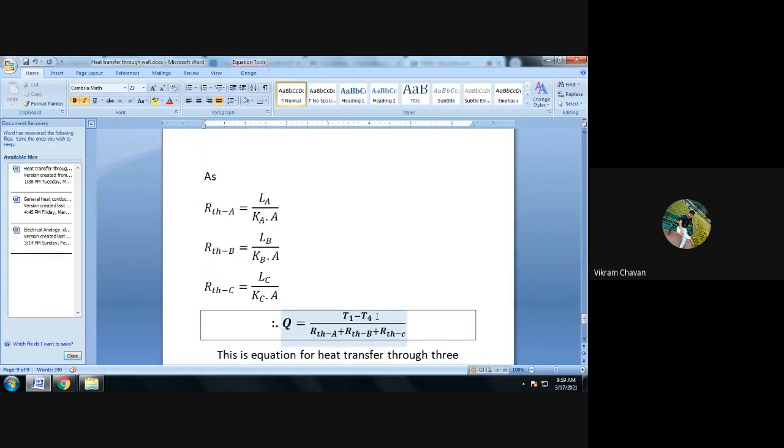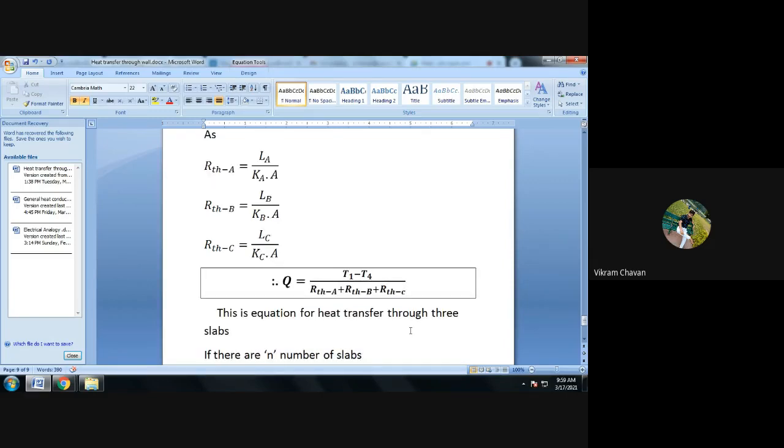So that is nothing but (T1 minus T4) divided by the thermal resistance offered by slab A plus the thermal resistance offered by slab B and the thermal resistance offered by slab C. So this is the equation for 3 slabs. Okay, this is the equation for heat transfer through 3 slabs.